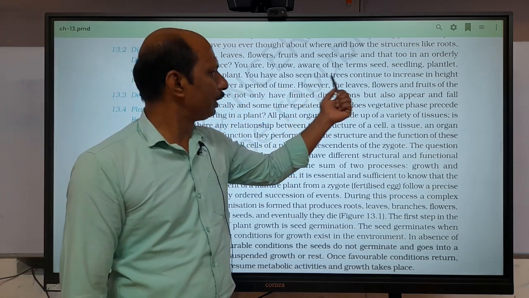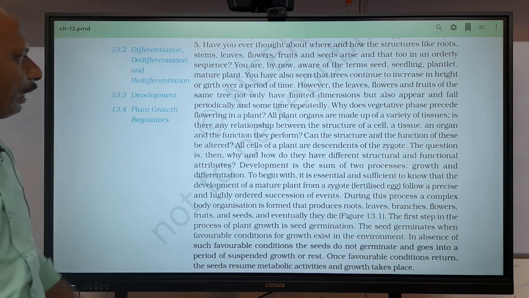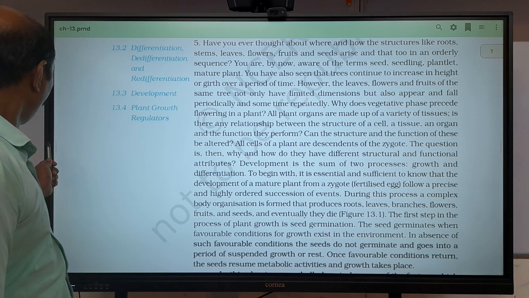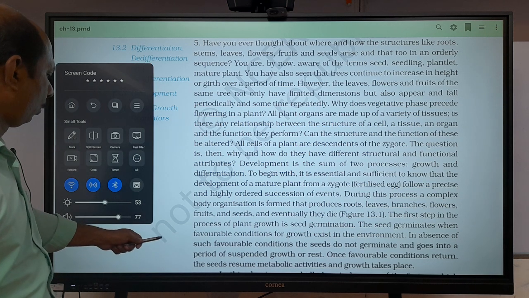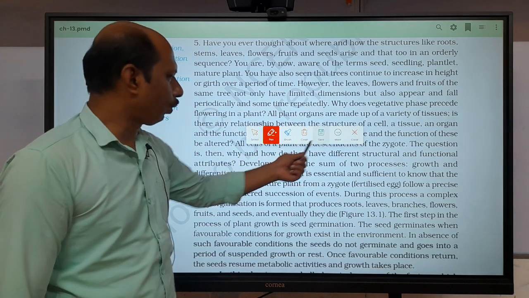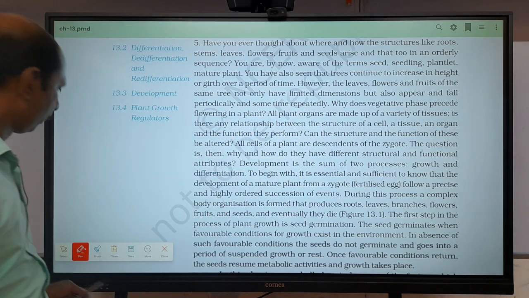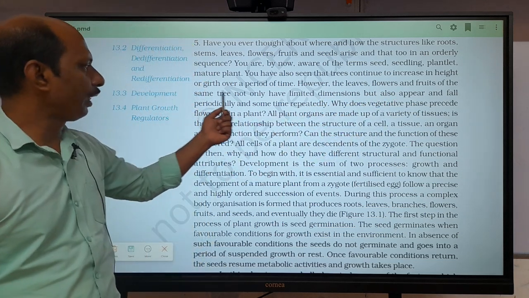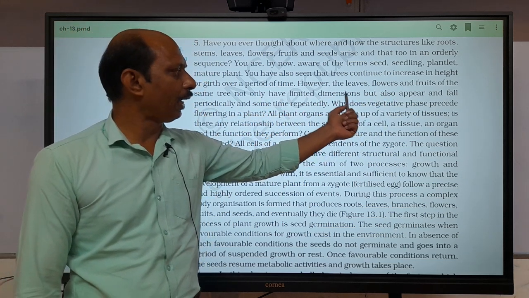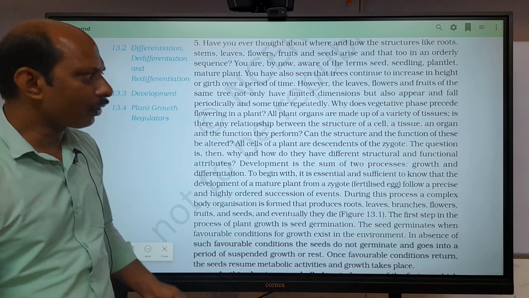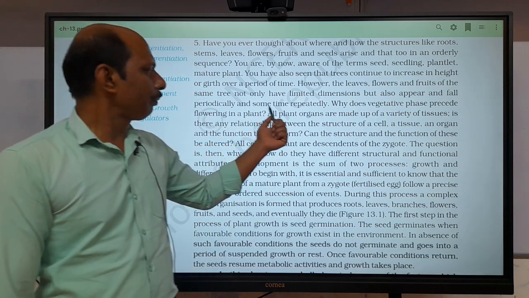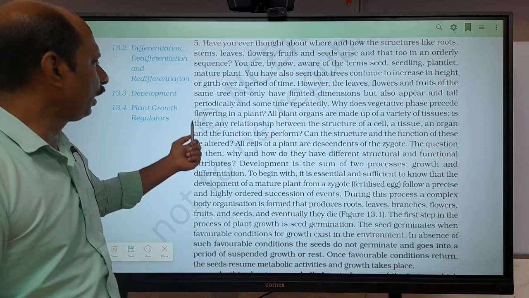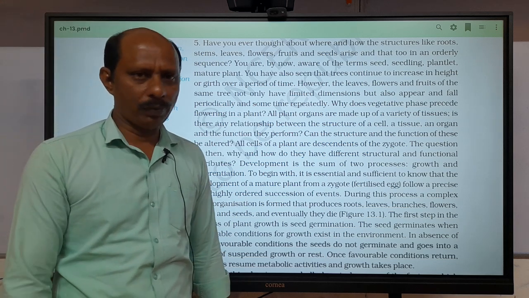Now you have also seen that trees continue to increase in height and in girth over a period of time. That is called growth per unit time, right? The leaves, flowers and fruits of the same tree not only have a limited dimension but also appear and then fall periodically and sometimes repeatedly. It continues, right? So why does the vegetative phase precede flowering in a plant? That is another type of growth, flowering growth, right?